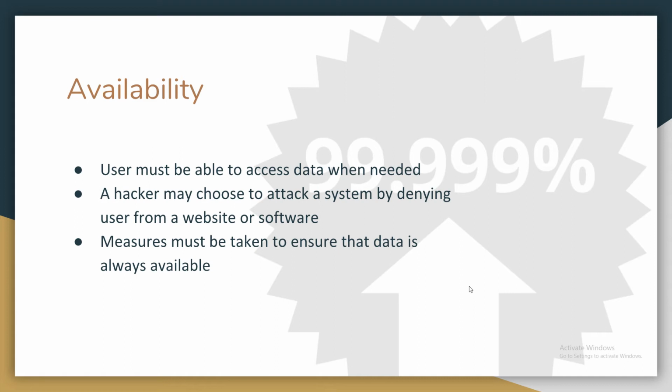The last one is availability, and this is about users having access to the data when it's needed. When you're setting up a network, you want to make sure that it's as available as possible to your consumers, and you want to prevent against attacks that might try to disrupt that.